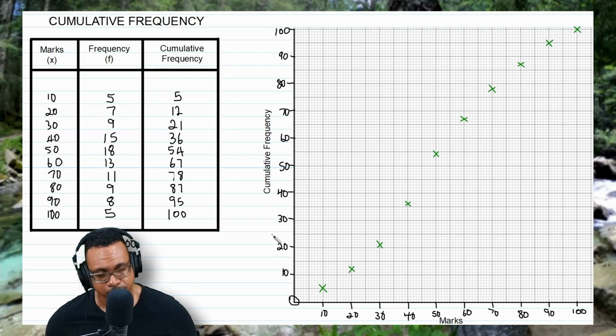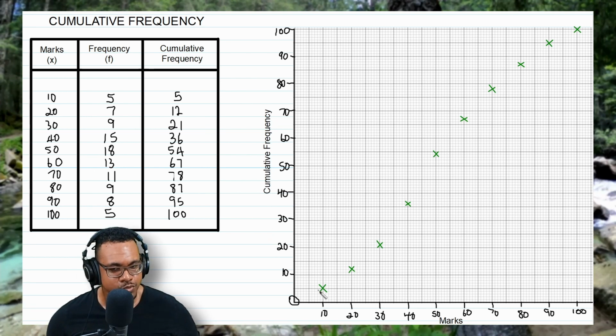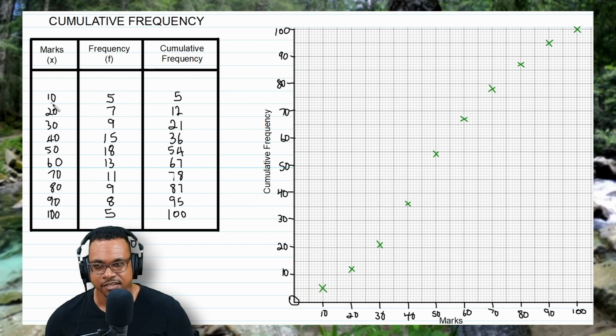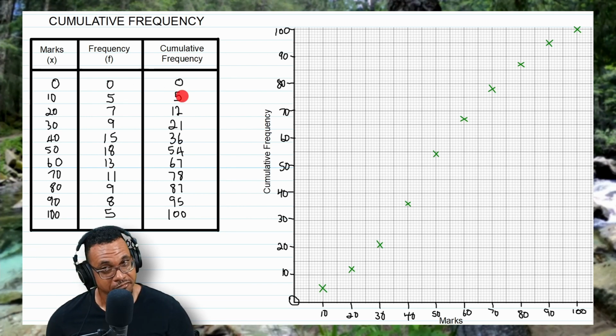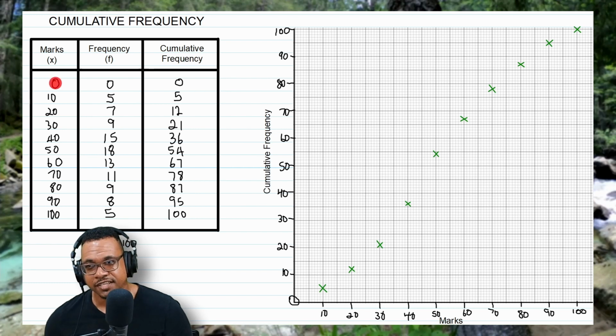Now, one last point to plot. We like to close off the cumulative frequency curve on this end. So look at this pattern here. 10, 20, 30, 40. So if you're going backwards, we go 40, 30, 20, 10. So what will come before 10? 0. So 0, the frequency will be 0. And if that was your first cumulative frequency, it'll be 0 here. So then you have 0 plus 5 is 5. So this will be 0 on the x-axis and 0 on the y-axis. So that will actually be the origin, which is right here.